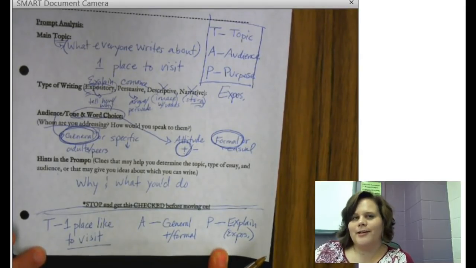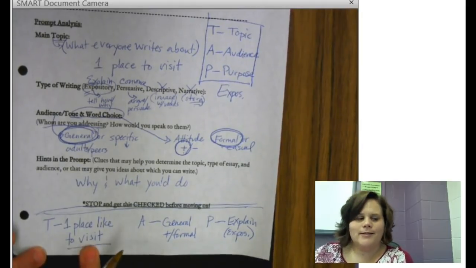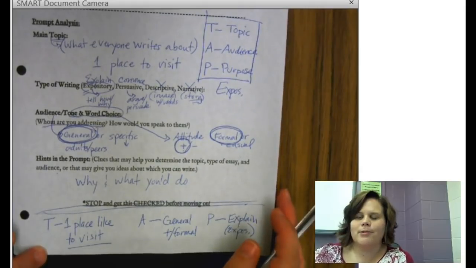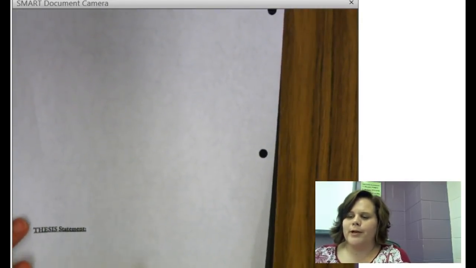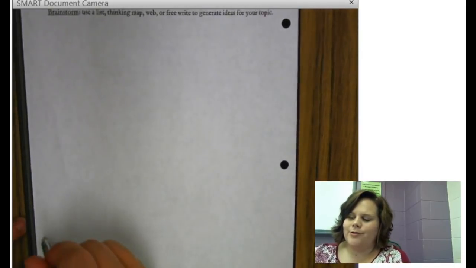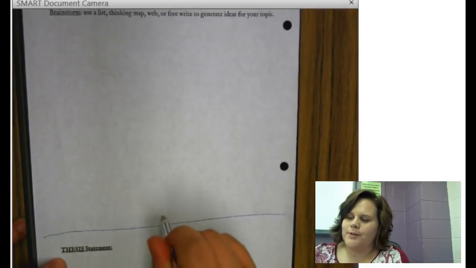Okay, so when you're ready, step 2. Now what? We got this. We know we're going to be formal. We're going to explain a place we like to visit. This is where I need you to kind of stick with me. Flip it over. This says brainstorm. If you were just brainstorming, you might have to do 2. So we're going to split this.